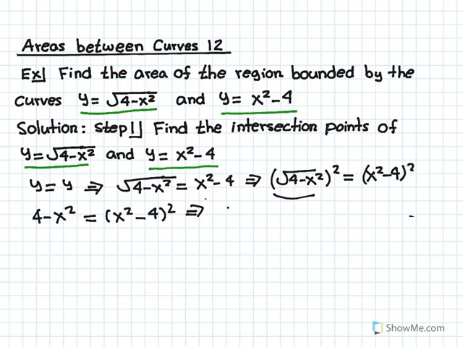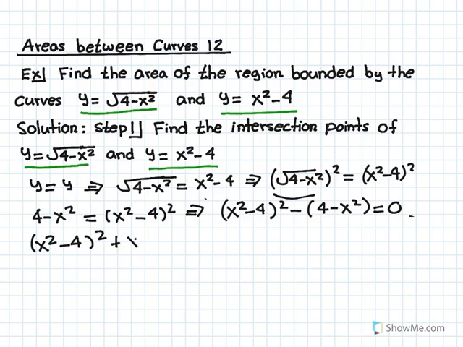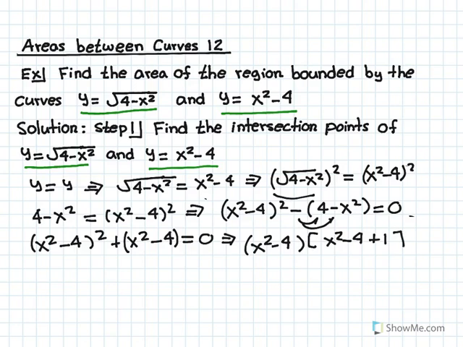Now let's bring everything to one side and we get x squared minus 4, all squared, subtract 4 minus x squared, is equal to 0. Let's distribute the minus sign and it will be easier to factorize it. We get x squared minus 4, all squared, plus x squared minus 4 is equal to 0. All right, now you can see the common factor here is x squared minus 4. So we can factor it out: x squared minus 4 times x squared minus 4 plus 1 is equal to 0. So we get x squared minus 4 times x squared minus 3 is equal to 0.